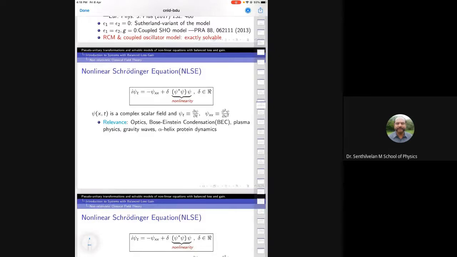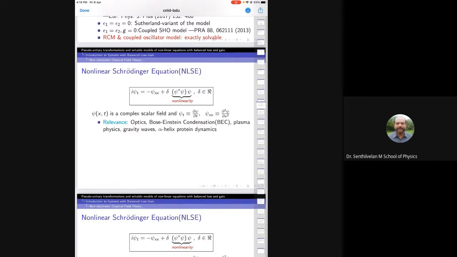So, for example, I can write down the famous Toda equation. Okay. Just let me ask you one thing. Is your question with the emphasis on whether one can go beyond 2, or on how we write down a balanced loss gain system using 3 particles? Which is the emphasis of your question?